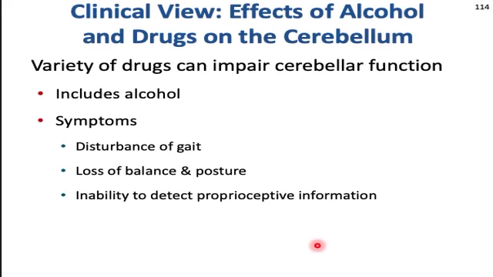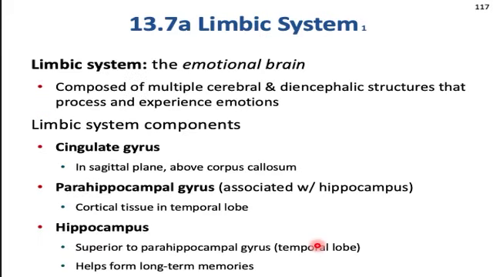Alcohol will have an effect on all brain activity, but it definitely hits the cerebellum. Alcohol that can soak through the blood and into the brain causes a problem with gait, balance and posture, and a problem with picking up proprioceptive information. That's why when you get drunk, you kind of stagger and fall over. Okay.